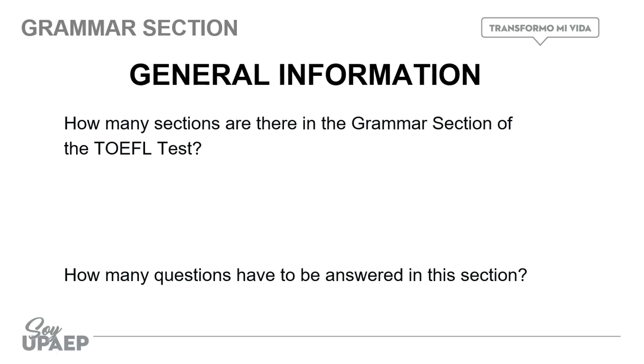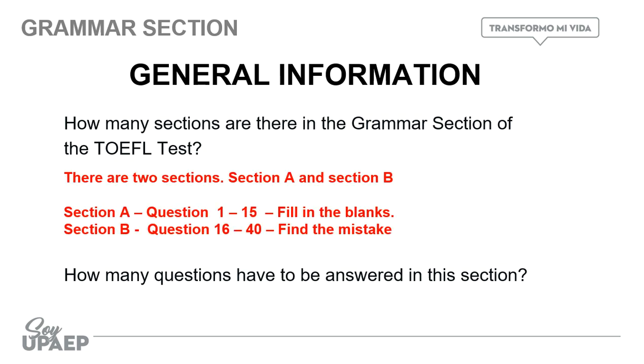Okay, so let's start with general information about the grammar section. How many sections are there in the grammar section of the TOEFL test? There are two sections, Section A and Section B. In Section A, which goes from question 1 through 15, you have to fill in the blanks in order to complete the sentence correctly. In Section B, which goes from question 16 through 40, you have to find the mistake.